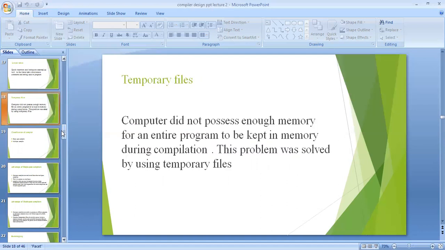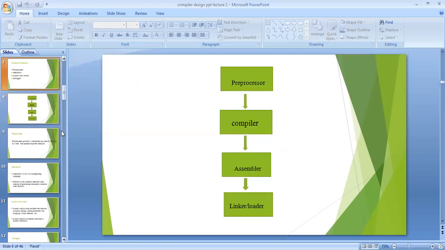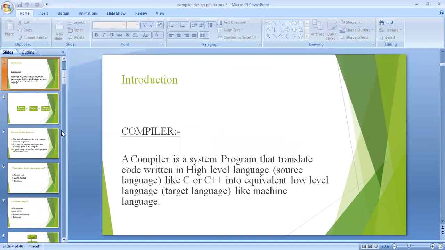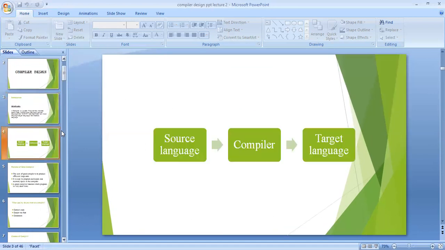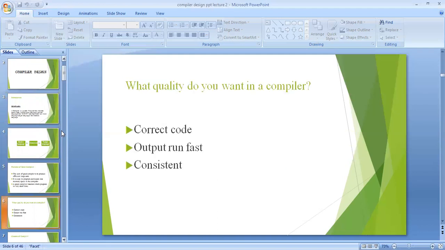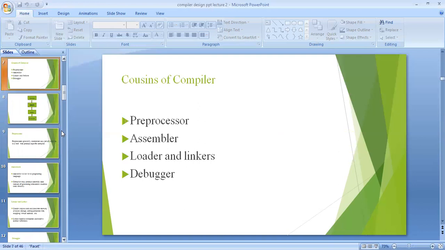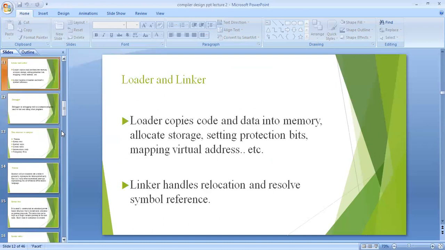Now this is the introduction of the compiler. So in my PPT, I taught about what a compiler is. Then I talked about the features of the compiler, then the qualities that we want from a compiler, and the cousins of the compiler, which are also called parts of the compiler. And then I discussed the data structures in the compiler. So this is it, and thank you.